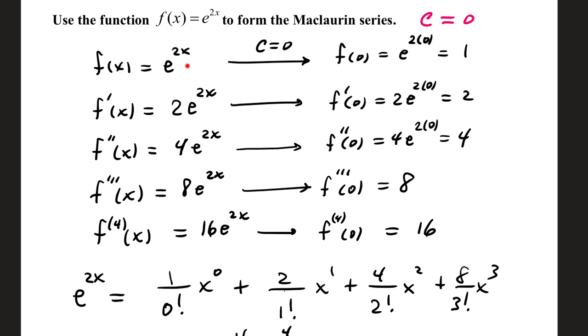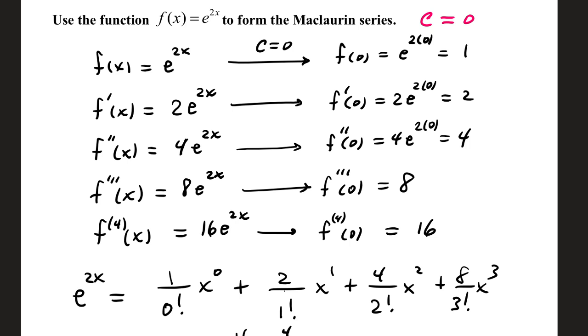E to the 2x, its derivative is 2 e to the 2x. This one's derivative is 4 e to the 2x. Derivative 8 e to the 2x, and so on. Because we're forming a Maclaurin series, we're going to substitute 0 into all of those, the original function and subsequent derivatives. E to the 0 is 1, and so it makes for pretty quick math. This time we've got a set of numbers, 1, 2, 4, 8, and 16.